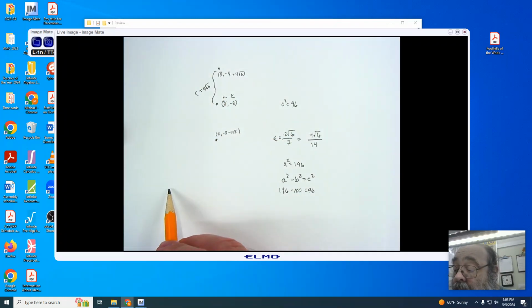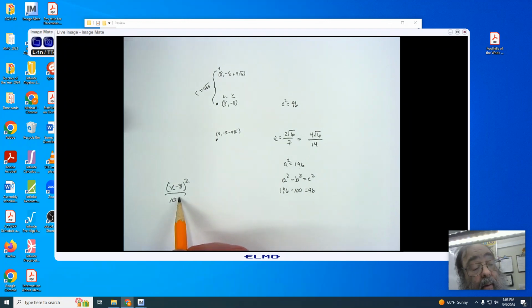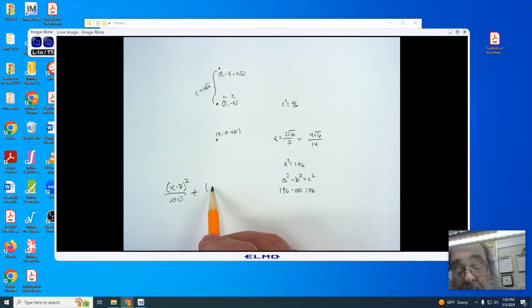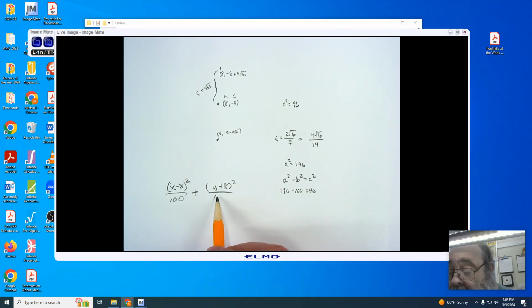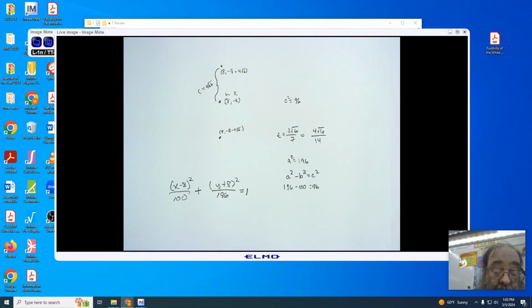I can now write my answer using my h and k. And I have now x minus 8, the quantity squared, divided by 100. I think I have those backward. And then we have our plus. We're looking at y plus 8, the quantity squared, divided by 196 is equal to 1. And there's our answer. Once again, I will be changing that momentarily so that no one has to worry about this, and you can all see what the correct answer is, as well as how we arrived at it.